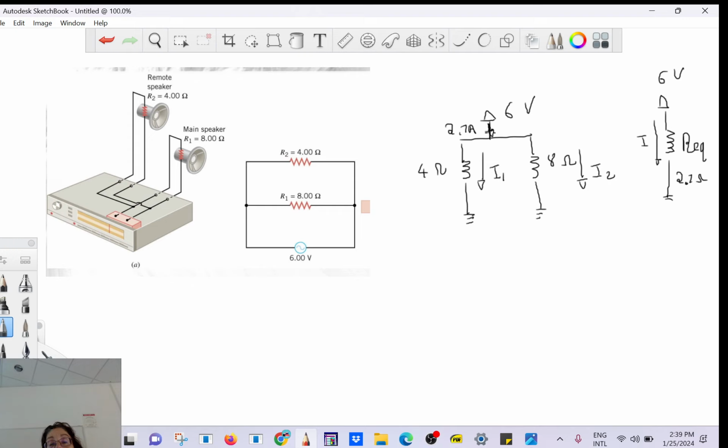Okay, so that will be actually how much current here you are draining from the power supply. You have that much current drained from the power supply, and then a little bit will go to that load, and a little bit goes to this load. Okay, so let's find I1. So you just use Ohm's law.